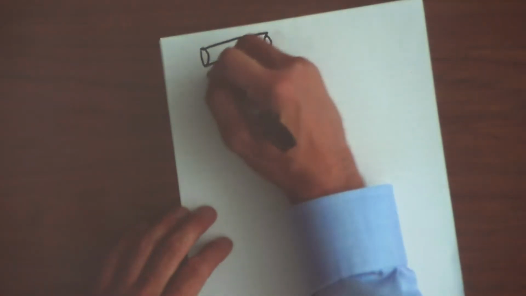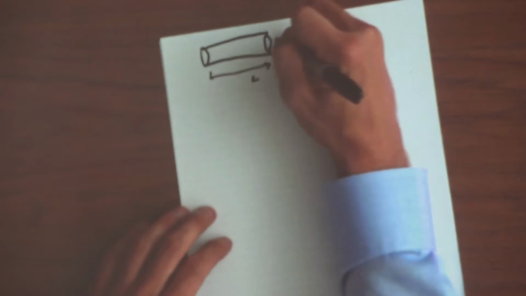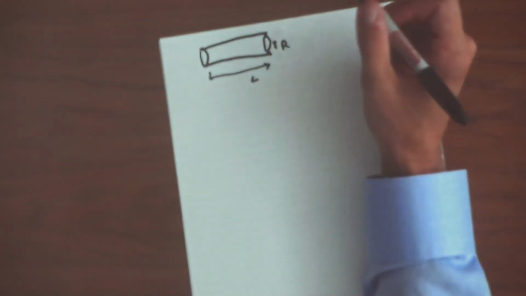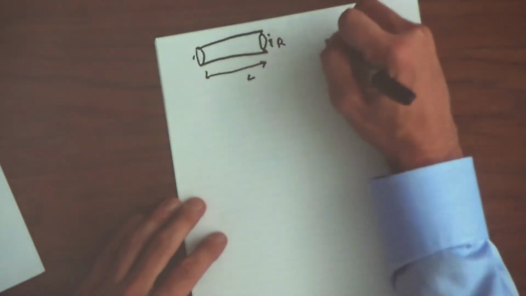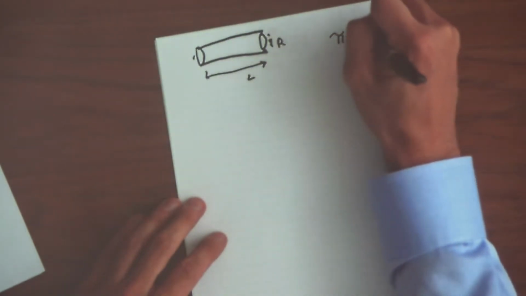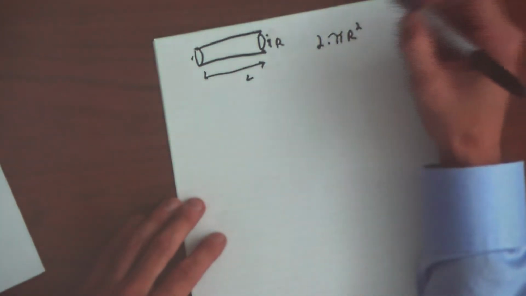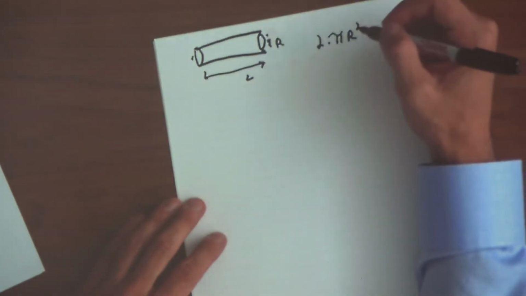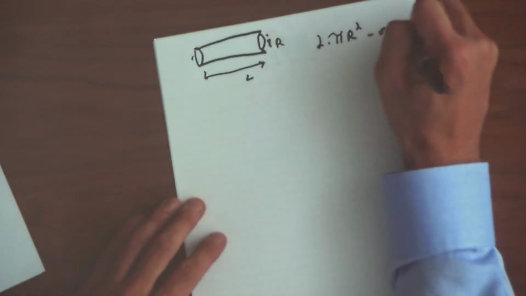So here you would have this length and then this radius, right? So your edges, this edge and this edge, are going to be pi r squared, but you have 2 of them, right? So that is the surface area of those 2 edges. So let's write that, edges.